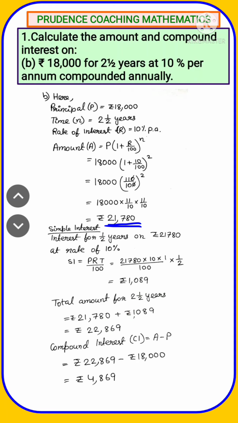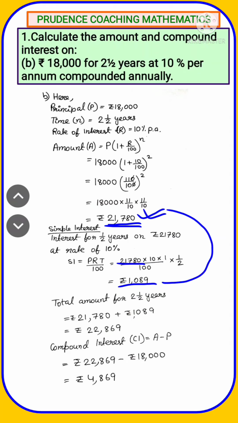So here we will write PRT divided by 100. P means the principal. Here the principal will be taken as the amount, as the interest will be given on the previous amount. So here we will write the amount here into 10 by 100, that is rate percentage, into 1 by 2. As it is half year, so we will write half in place of year. So we will calculate and we will get 1,089 rupees.